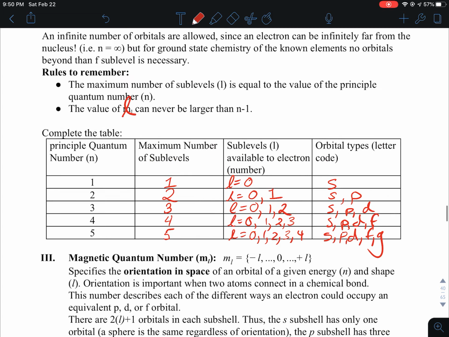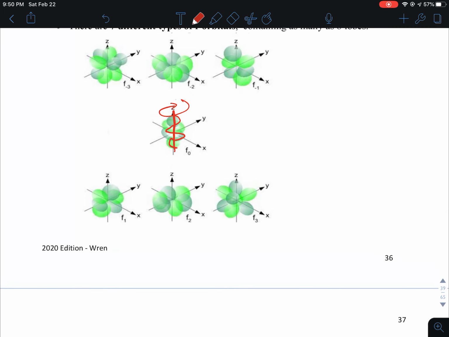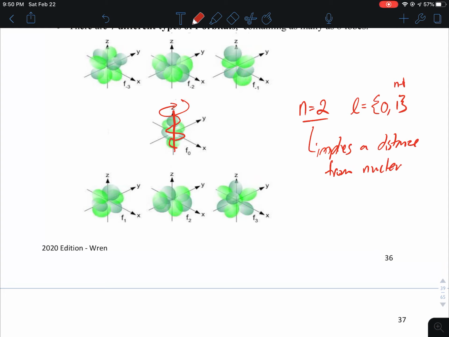Now, if you are comparing an n, so if n equals 2, then L can be either 0 or 1. This is n minus 1. N equals 2 implies a distance from the nucleus.